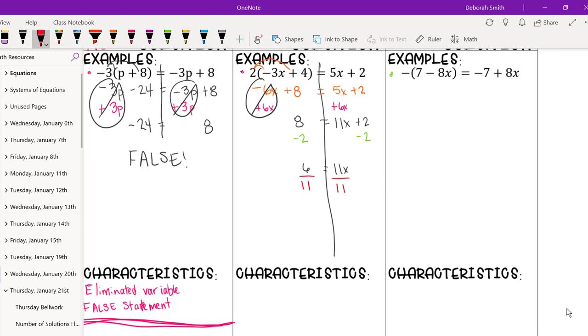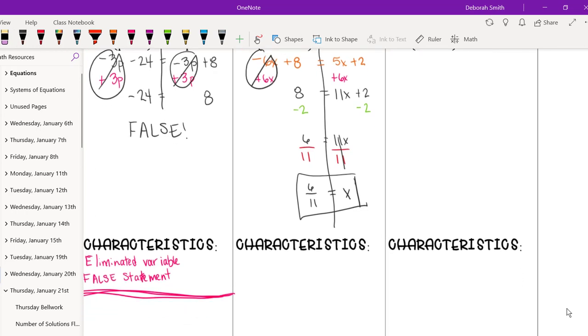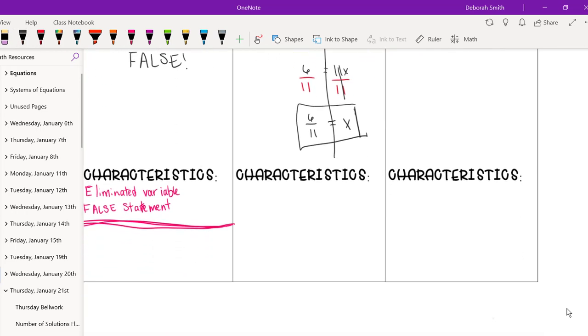Last step, divide by your coefficient with the same sign. So I divide by 11 on both sides. And I'm going to leave it as the fraction 6 over 11 is equal to 11x divided by 11 is 1x. So there we go. There's my solution. Now if you wanted to change that into a decimal, you would do 6 divided by 11 in your calculator, and there you'd get it.